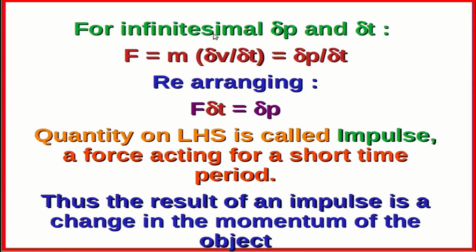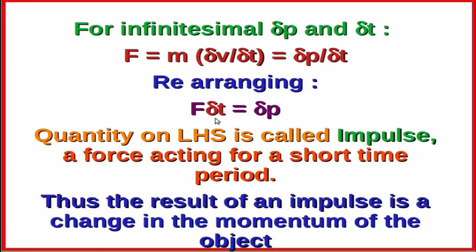Now if we take infinitesimal time and the corresponding change in momentum, F is equal to m delta v by delta t. So that is equal to delta p by delta t, since mass is a constant. And if you rearrange, just take delta t to the other side, we have F delta t is equal to delta p. So therefore if there is a force acting for a very short period of time, delta t, there is a change in momentum of the particle which is given by the product of F and delta t.